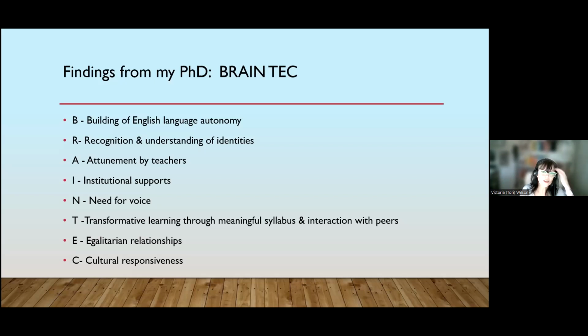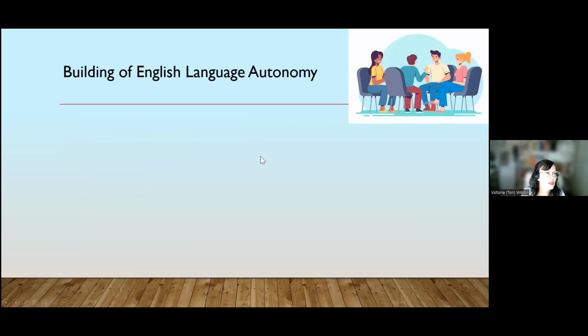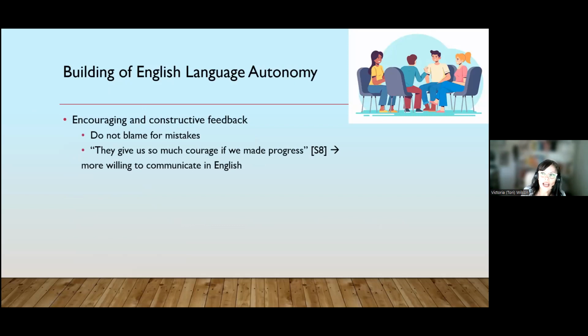For the purposes of today's presentation, I've put together an acronym, BrainTech, to explain the framework that has emerged out of my PhD. And I'll go through each of these over the next 10 minutes to explain what I mean. So the first one is building of English language autonomy. And the students in my study talked about a few ways that this happened. One was the way that teachers gave very encouraging and constructive feedback.